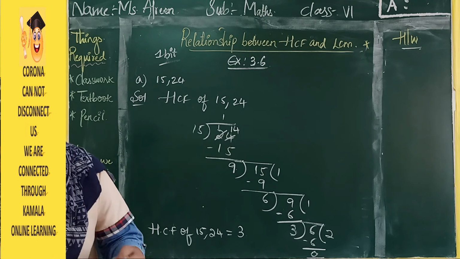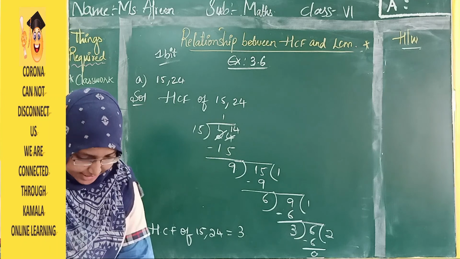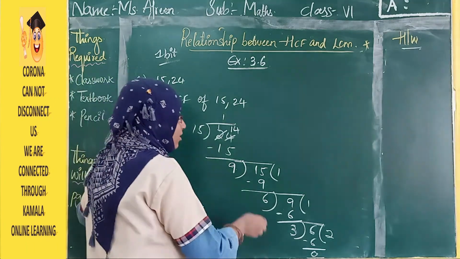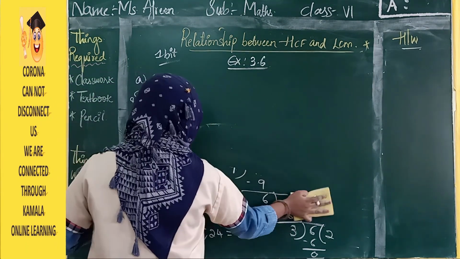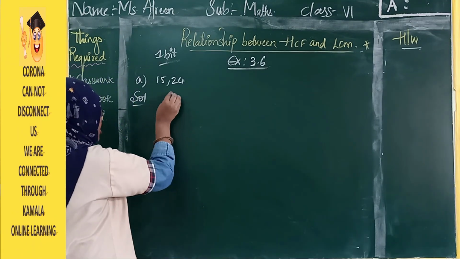Now they may even ask you to check the relationship. We have to check the relationship. The LCM we got just now is 120, right? If you have written this, we will do the checking. HCF is 3, right? Let us check.